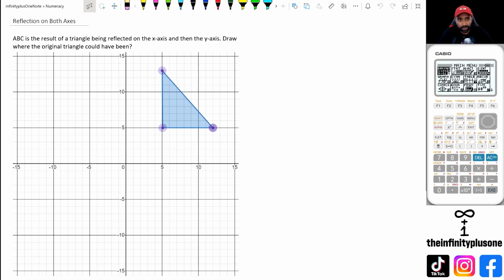In this video, we're going to be looking at how to work with objects that have been reflected on the X and Y axis. So without further ado, let's get started.